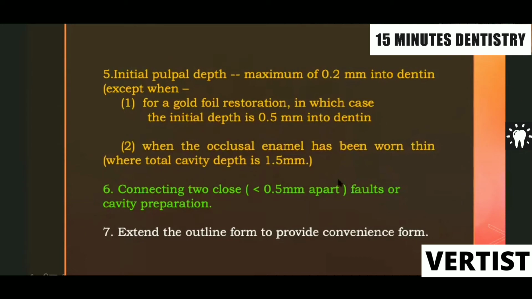And extend the outline form to provide convenience form. So it should not be too tiny that your instruments don't go in. What is the point of having a cavity preparation if your plastic instrument and your condensers don't go in? So it should be of a size which is not too big, that is, you're not weakening the tooth by too much loss of tooth structure. At the same time, it should be such that your instruments can go in when you want to do your base application or when you want to condense your amalgam.